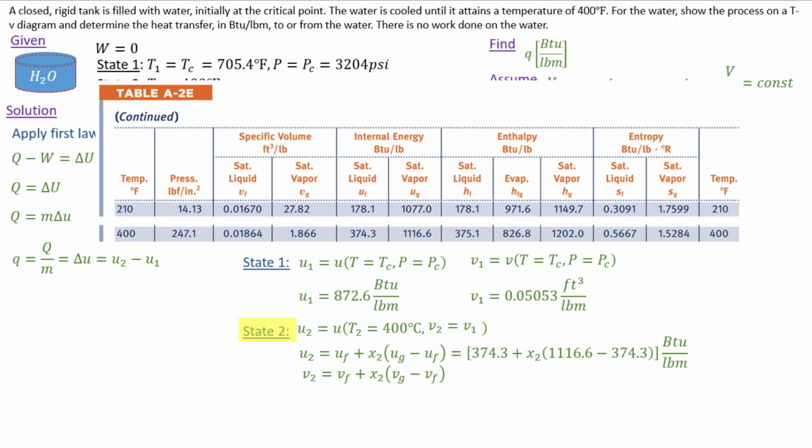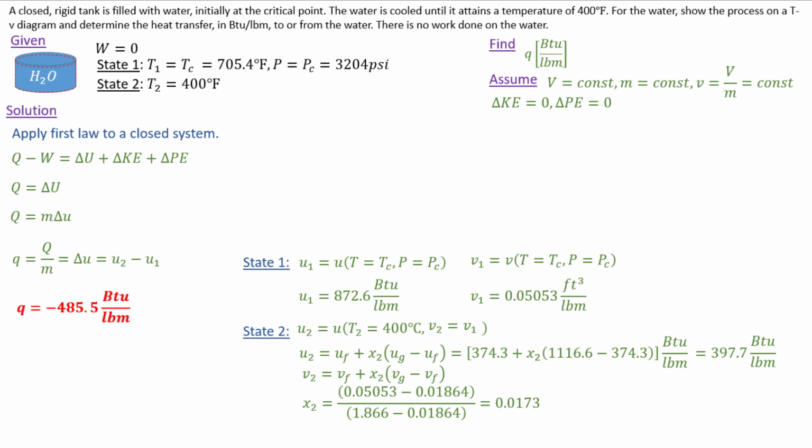Remember, your specific volume, V2, is also equal to V1, 0.05053 feet cubed per pound mass. And if I plug in all the numbers, I just solve for my quality, plug in my numbers, I get a quality of 0.0173. And then if I plug things in, I get an internal energy of 397.7 BTU per pound mass. So ready to plug things in, and I end up getting a heat transfer of negative 485.5 BTU per pound mass. So that negative sign indicates that heat is leaving the system, and that makes sense given the wording in my problem. It says that things are cooled, so you would expect, right, the heat transfer is going out of my system.